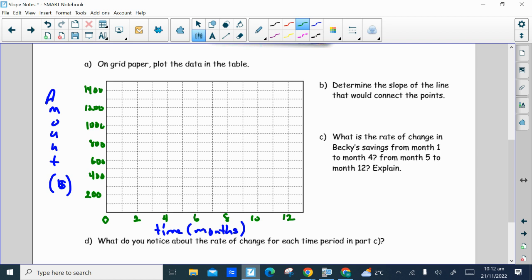And now we'll put our points here. So the first point is the point 0, 200. That's what she starts with in her account. And then in the first month, she puts another 100, so now she's up to 300. And then 400, then 500, then 600, and so on. So if we put all the points there, we end up with the last point being the point 12, comma 1400.